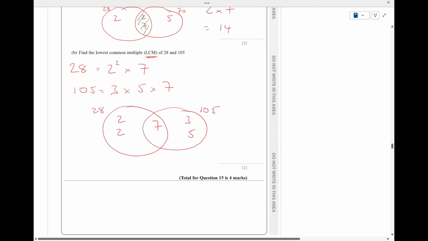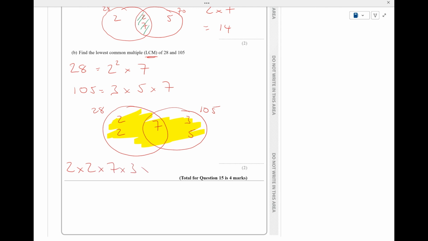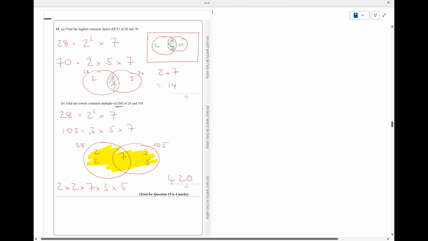Now the LCM will be all of this lot. So it will be 2 times 2 times 7 times 3 times 5. So on my calculator, 2 times 2 times 7 times 3 times 5 equals 420. And that is question 15 sorted.